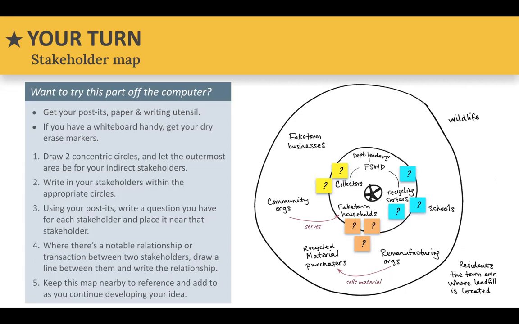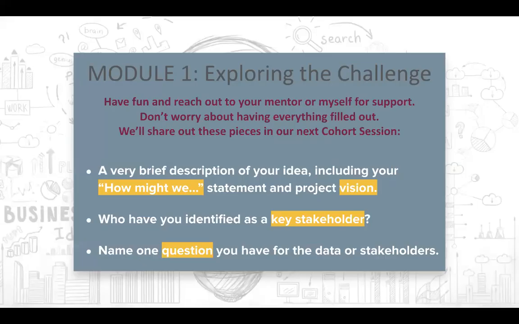Keep this on hand. Keep your map on hand nearby as a reference. So don't just scrap this, or you can take a picture of it and keep it on your computer. So as you continue developing your idea, you have this for reference and you'll get better questions. I always keep my Post-it notes nearby for the same reason. So have fun. Reach out to your mentor or myself for support.